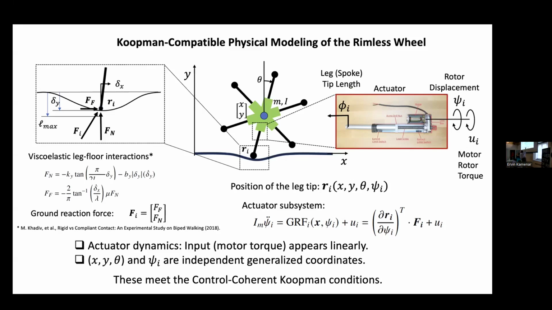I_M is the actuator-related inertia, which is constant, and it is subjected to the ground reaction force, which is highly nonlinear. And u_i is the actuator magnetic force or torque, which appears linearly because I_M is constant. So those conditions are met. So the CCK control coherent conditions are satisfied.